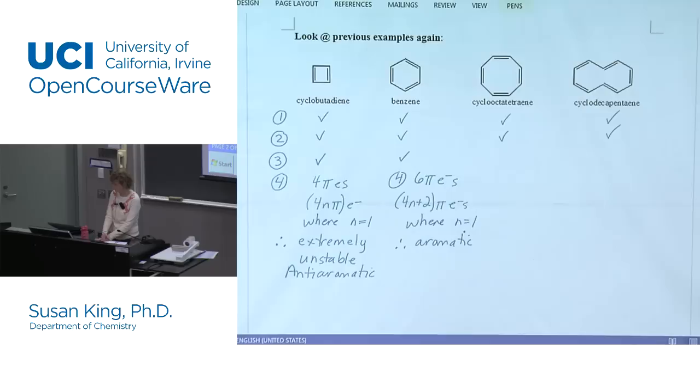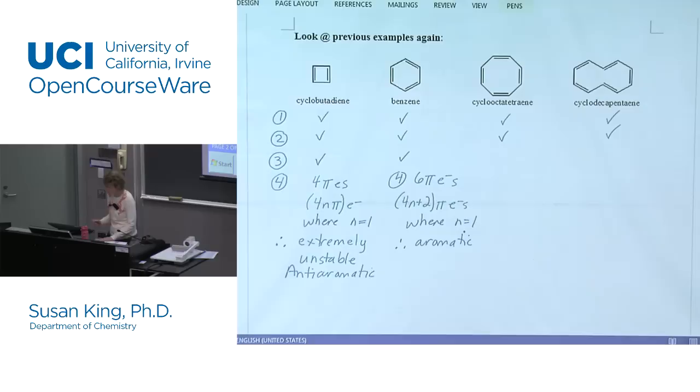Questions so far? Yeah? Whatever you need to, yes, exactly. N is whatever you need it to equal. So if you have an even number of electrons, it's going to satisfy one of these two equations, always. Okay, so even number of electrons, it'll either be 4n pi or 4n plus 2 pi. So it's whatever one it satisfies.